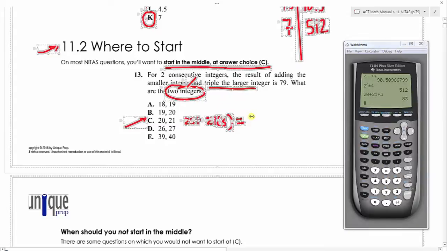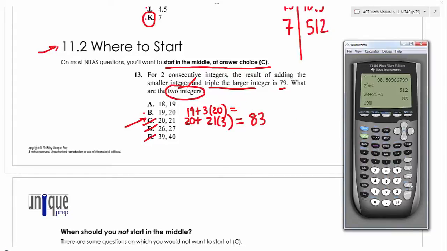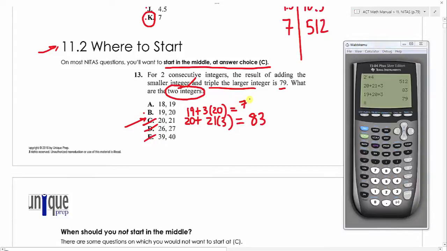Well, they said that the result was supposed to be 79, so this was a little bit too big. These answers are even bigger, so those are probably not going to work. I'm going to go to answer choice B next, and that's going to be the smaller plus 3 times the larger, and again, I'm just going to do this in the calculator so I don't waste any brain power: 19 plus 20 times 3, and indeed I get 79, and I am done.